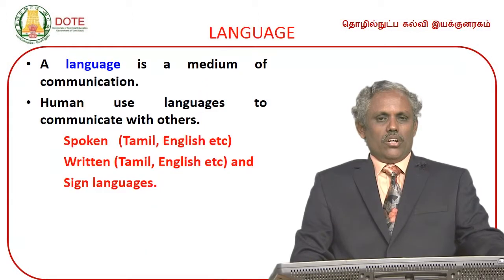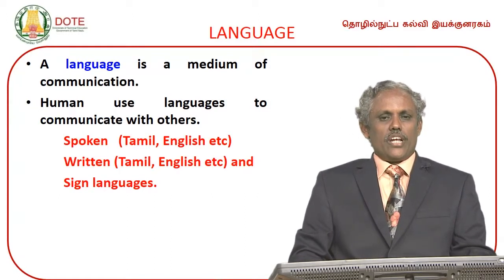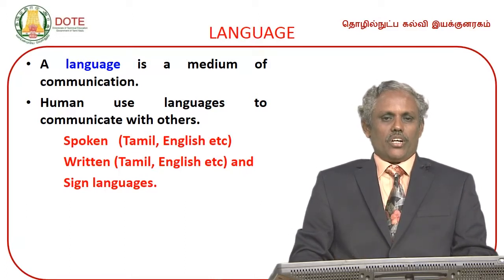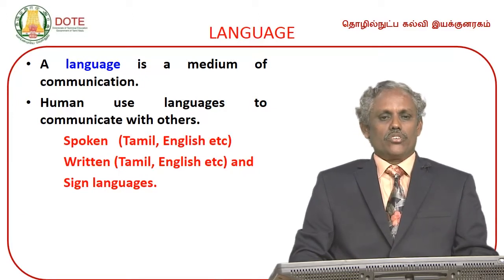So, this is the computer. Using this computer only, we process the data. For processing, we have to instruct the computer. So, we need a means of communication between the computer and the user. So, we use a language. Actually, language is a medium of communication. Humans use languages to communicate with others. We use spoken languages, written language like Tamil, English or Hindi, and also sign language.